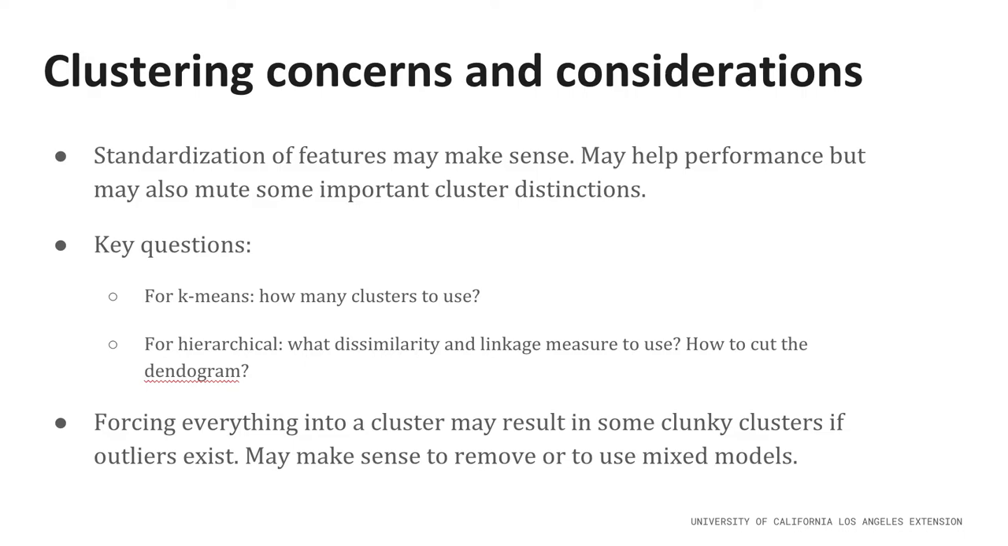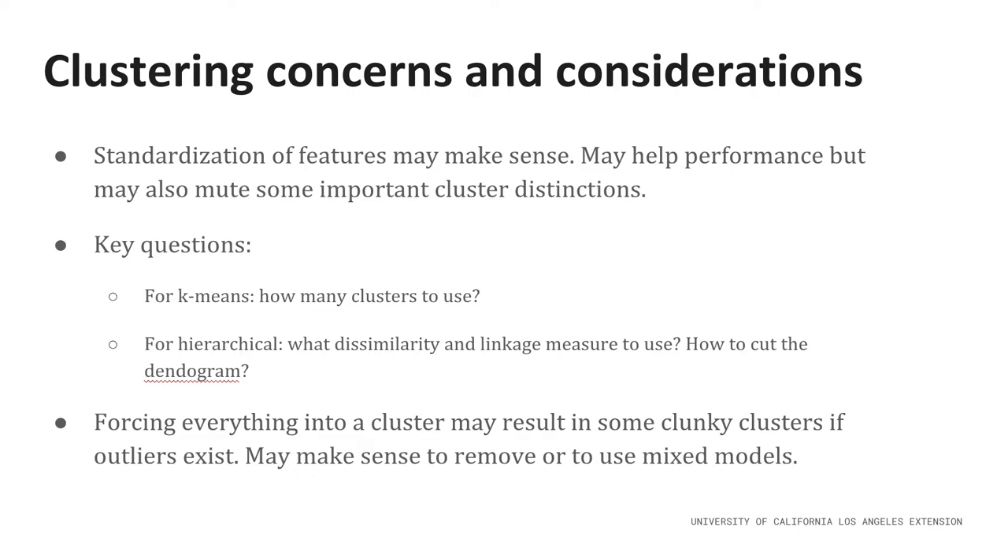Some key questions to ask, again, are how many clusters should I use for the k-means? You should also be thinking about the variance within the clusters, which will help you decide how many clusters to use. For hierarchical, you're thinking about what dissimilarity or linkage measure to use. And then once you do that, you are thinking about when you want to cut your dendrogram, right? So depending on how high up you go on the tree, you'll have fewer clusters. If you go lower on the tree, you'll have more clusters.